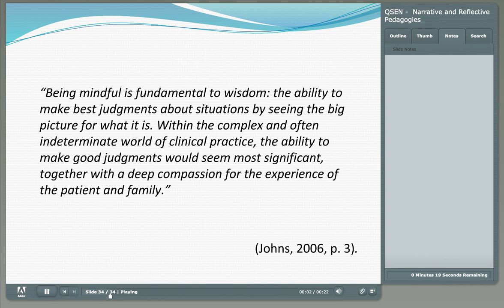Being mindful is fundamental to wisdom, the ability to make best judgments about situations by seeing the big picture for what it is. Within the complex and often indeterminate world of clinical practice, the ability to make good judgments will seem most significant, together with a deep compassion for the experience of the patient.